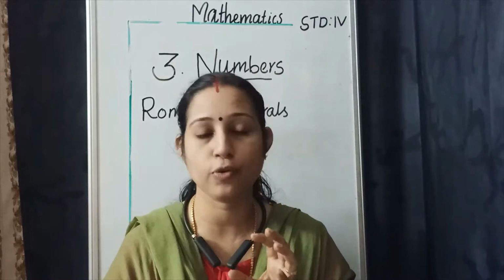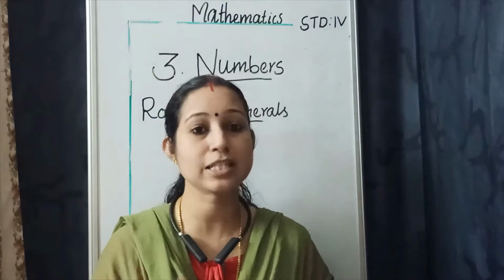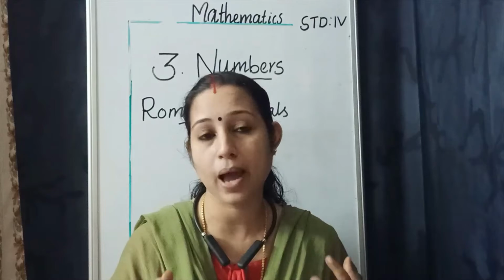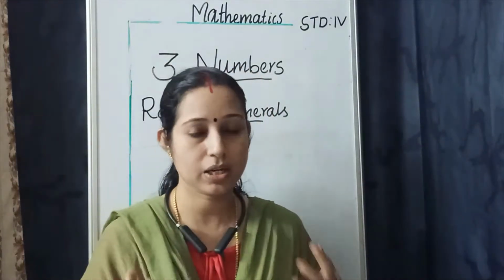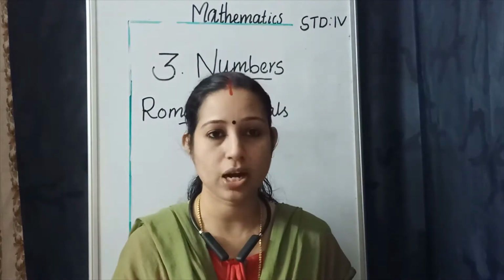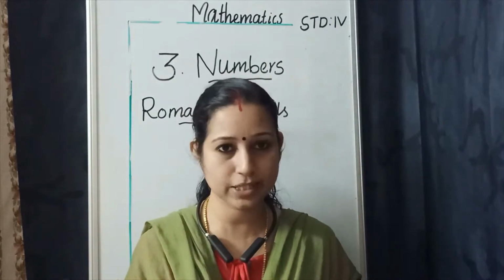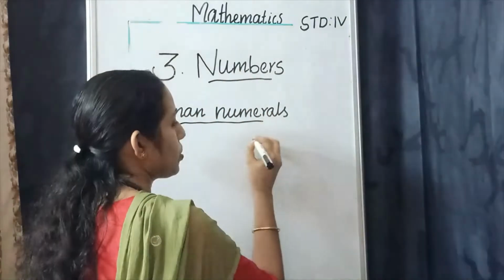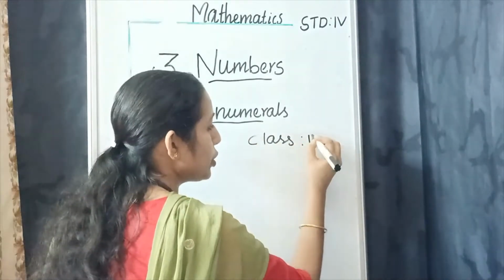This term is new for you, but you must have seen these numerals in various places, especially in our school itself. For example, on our class blackboard, we write the class, then division, total strength, number of students present, number of students absent, etc. Sometimes to write the class, you want to write class 4, but at some times we use this symbol.